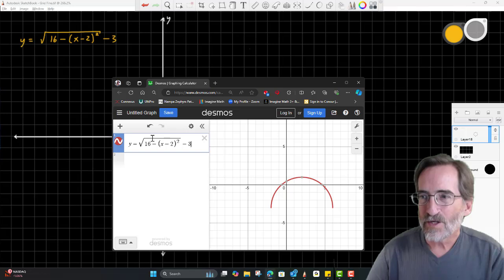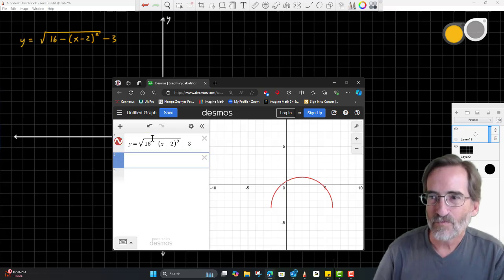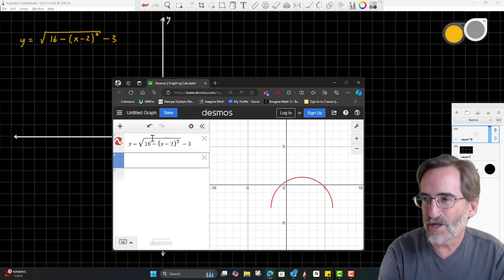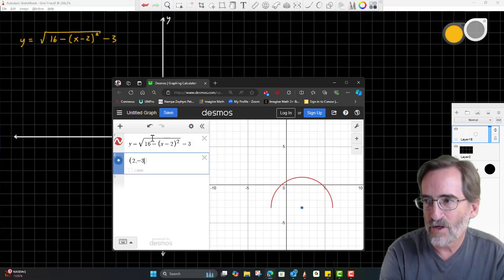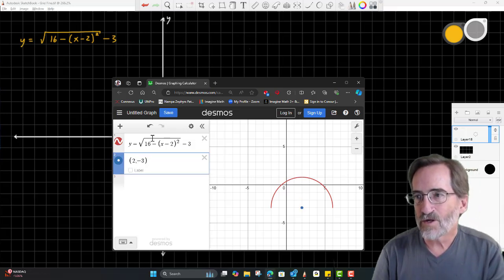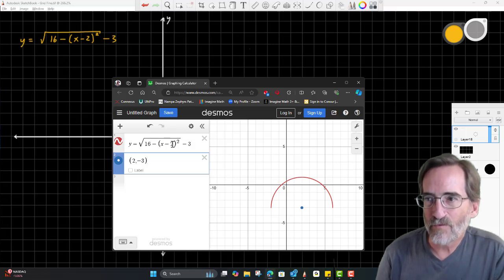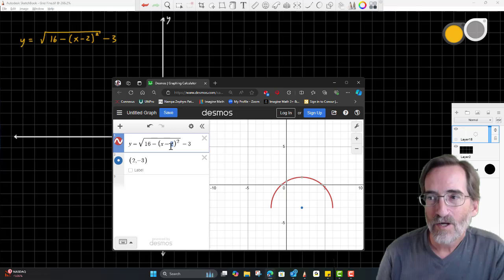Well, I want you to notice a couple of things about this circle. This circle has a center at 2, -3. And I want you to notice where those numbers are in the formula. There's a 2 right here. That 2 is the x-coordinate of the center. But notice it's x minus 2.